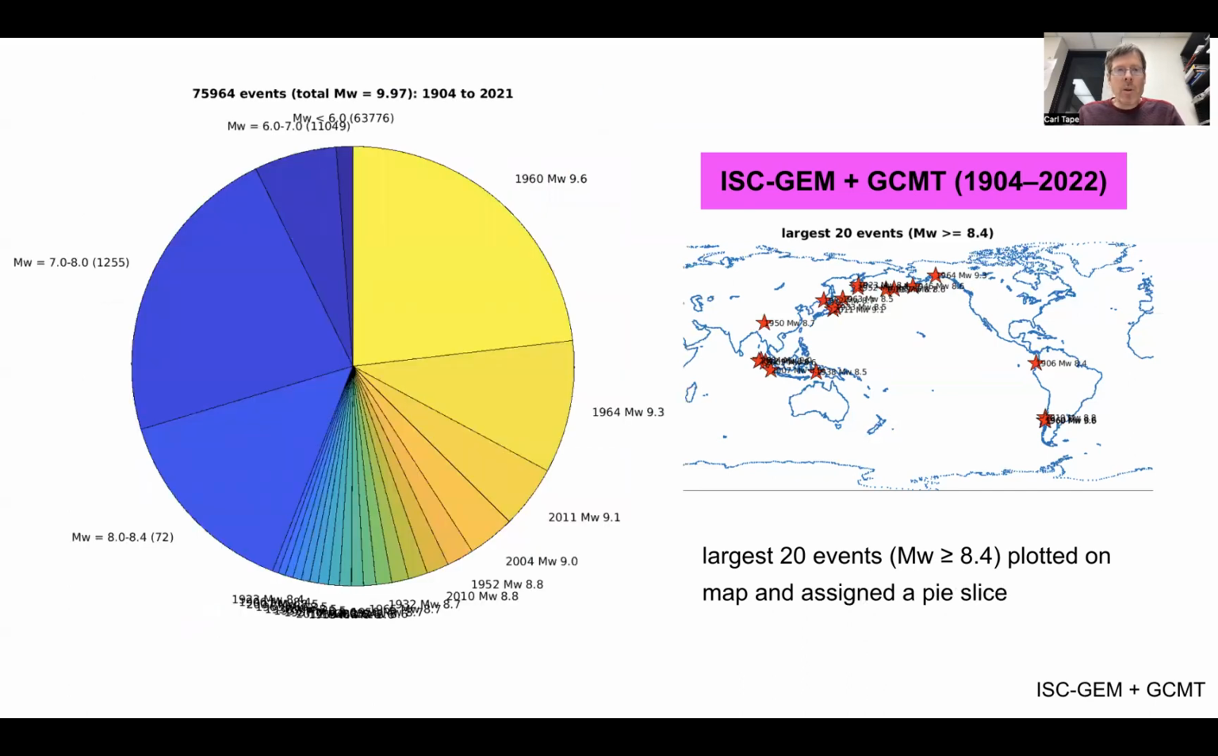And here's the pie chart for this total catalog. Now there are 75,964 events. The total magnitude of everything in the entire catalog is actually 9.97. If we look at the pie chart to break down the moment, we have the Chile event, 1960, 9.6. We have the 1964 Alaska event shown here. It's a 9.3. Tohoku, 2011, 9.1. So these top 20 events make up over half of all the energy. This is the magnitude 8 to 8.4, 7 to 8, 6 to 7, and this little slice of 63,000 or so events are everything less than a magnitude 6.